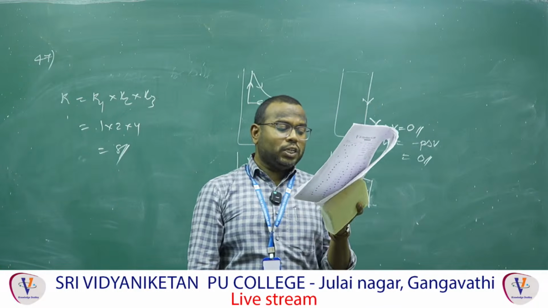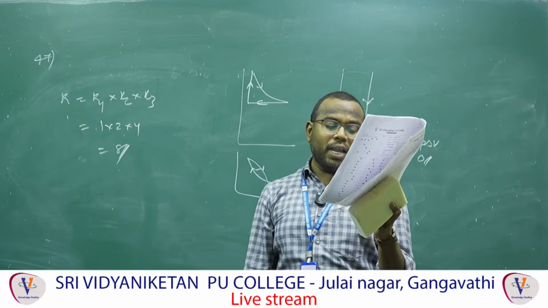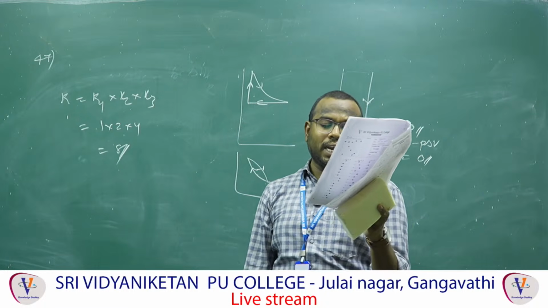57. When a reaction is spontaneous, e power minus delta G naught by RT is greater than 1.